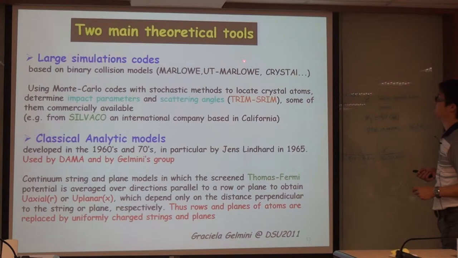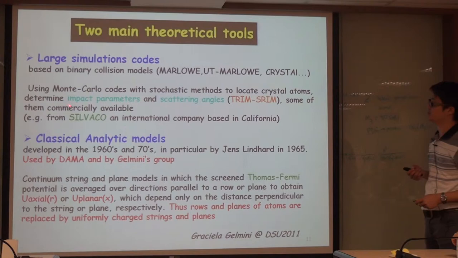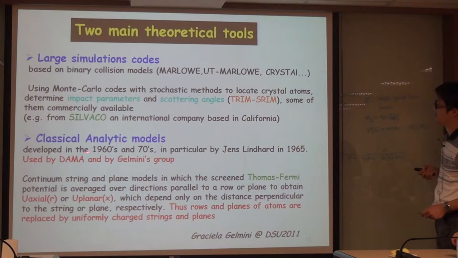For this part, currently there are two main theoretical tools: from simulation and from classical analytic models. The one we are not familiar with gives the impact parameter and scattering angle by the TRIM-type simulation code and puts it into complicated crystal structures, called Sibalto. Based in California, some of that is actually commercially available. They also approach this from analytic models, based on Lindhard theory.